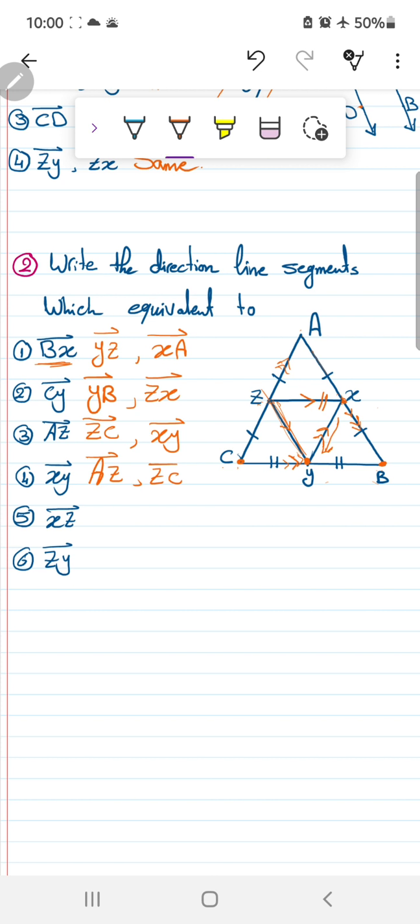Number 5, XZ. Here XZ, the starting point here, and to Z, so the direction will be here. Here XZ is parallel to what? Parallel to BC. So we talk about BY and YC. The last one, ZY. Here ZY in this direction. So we talk about ZY parallel to AB. So we talk about AX and XB. Okay, thank you.